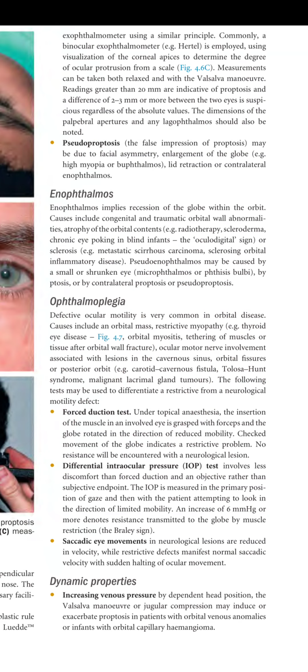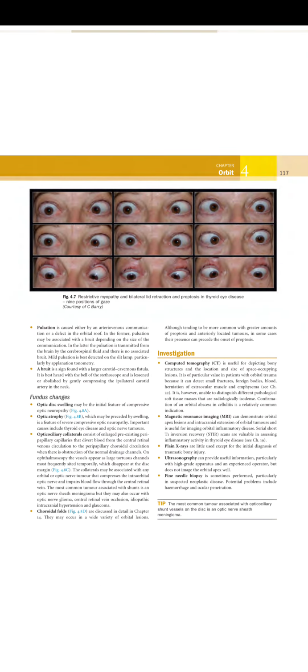There are dynamic properties. There is an increase in venous pressure by a dependent head posture. The Valsalva maneuver or a jugular compression may induce or exacerbate proptosis in a patient with orbital venous anomalies or infants with orbital capillary hemangioma. So whenever there is a vascular condition, like in case of the hemangioma, and you ask the patient to do some Valsalva maneuver, or just put the head down for a while, there will be an increase in the proptosis. It means that there is an increase in the venous pressure.